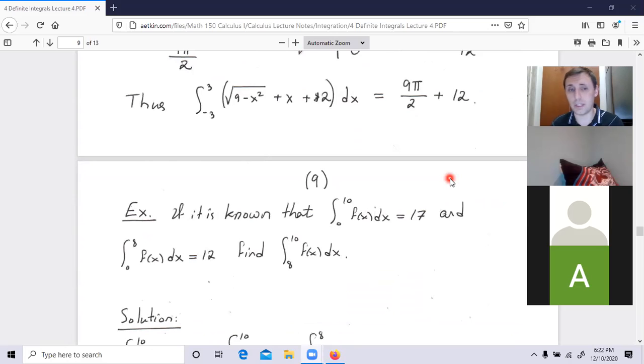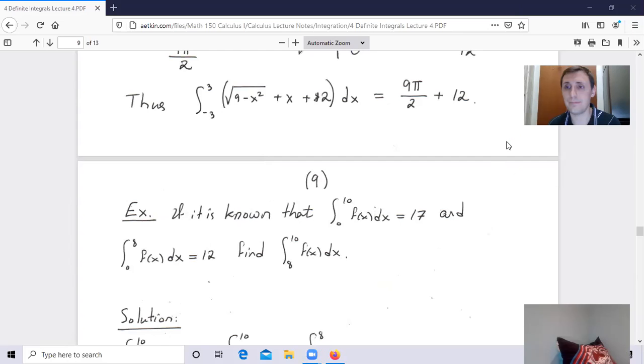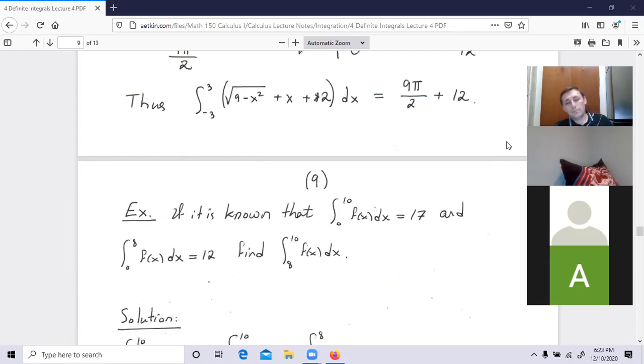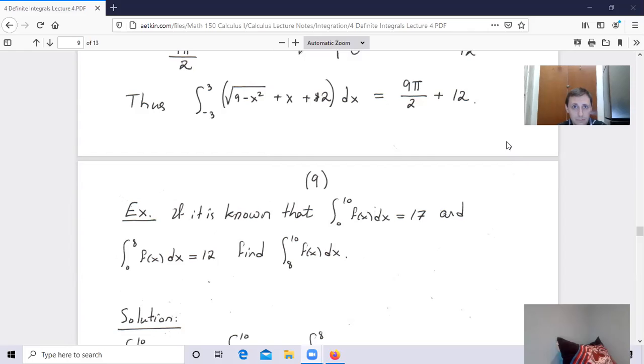Here is yet another short question. If it is known that the integral from 0 to 10 of f of x dx is 17 and the integral from 0 to 8 of the function is 12, what is the integral from 8 to 10, please? Five. Thank you, Rachel. Thank you, Alan.